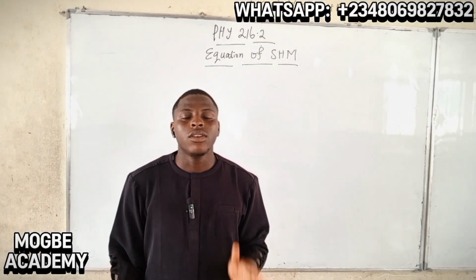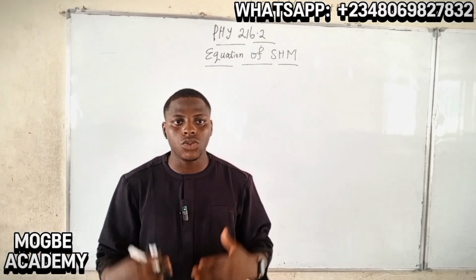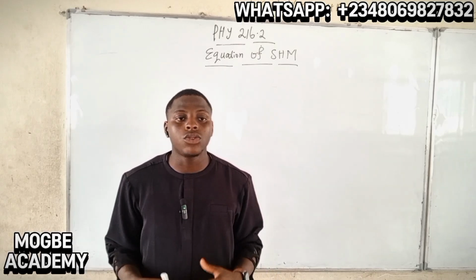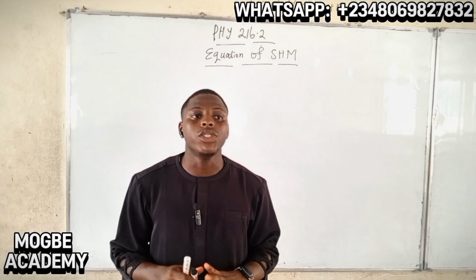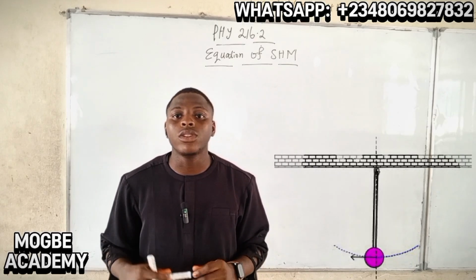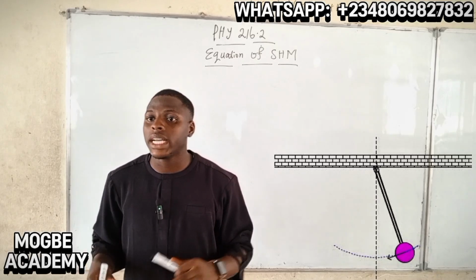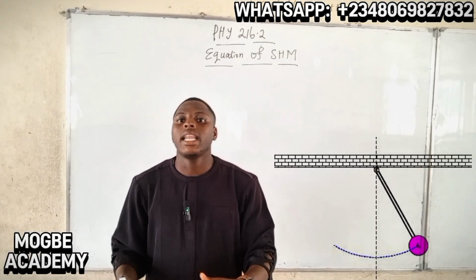Movement of an object from its equilibrium position back to its equilibrium position. So basically, the object is moving periodically to and fro. Let's take an example.